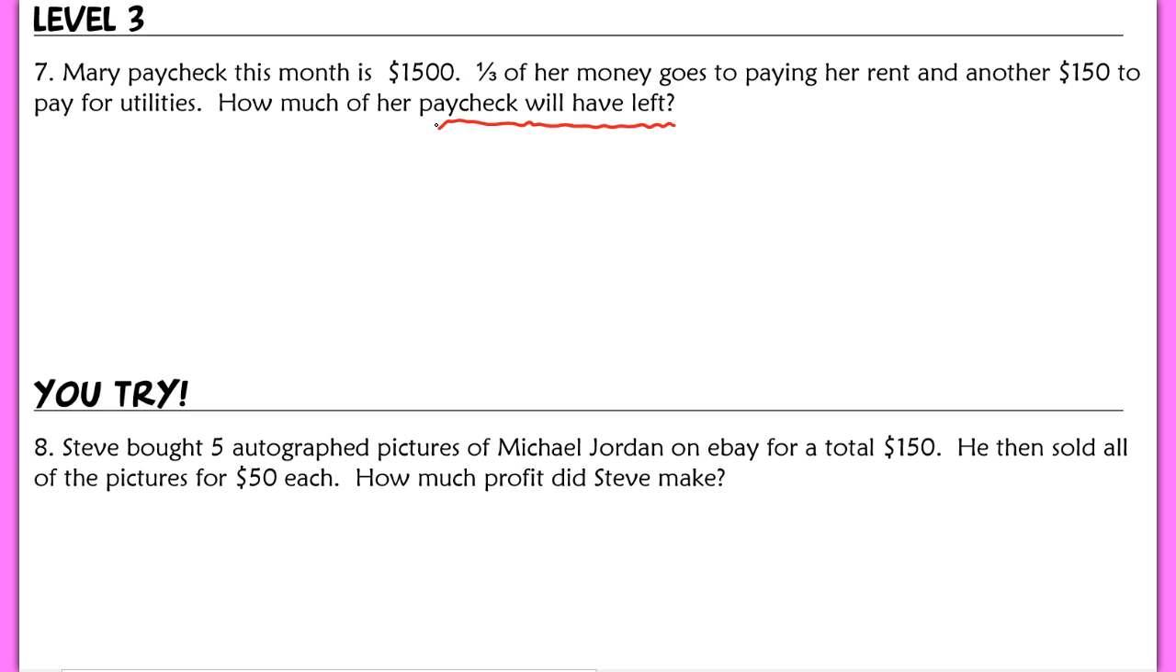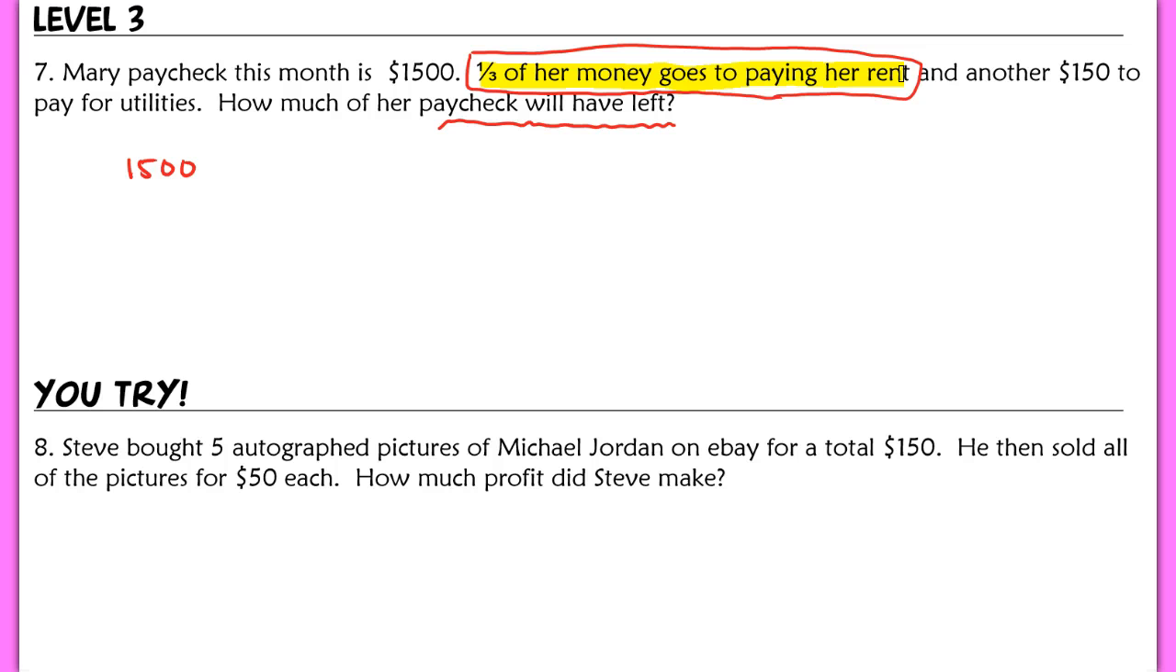All right, so let's start with what she has. She starts with a total of $1,500. Now, of that $1,500, it says that a third of her money goes to paying her rent. Okay, a third of her money goes to paying her rent. It's good to highlight or underline that. Okay, so just take it piece by piece, and we'll start here.